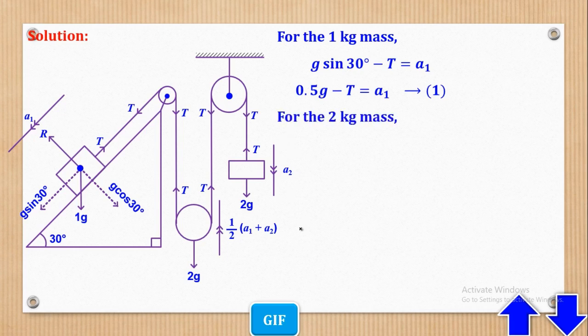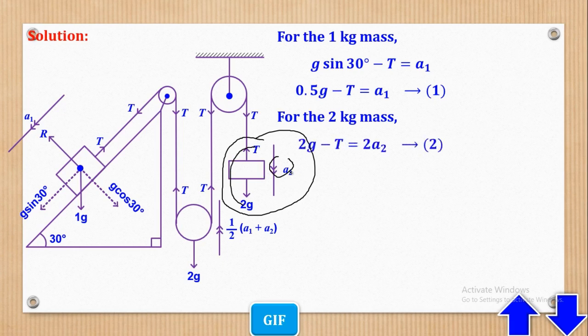What about for the 2 kilogram mass? For the 2 kilogram mass, we are interested in these forces and that acceleration. So it is moving downwards, meaning the resultant force will be 2g minus T equal to 2A2. So we shall write that as our equation 2.